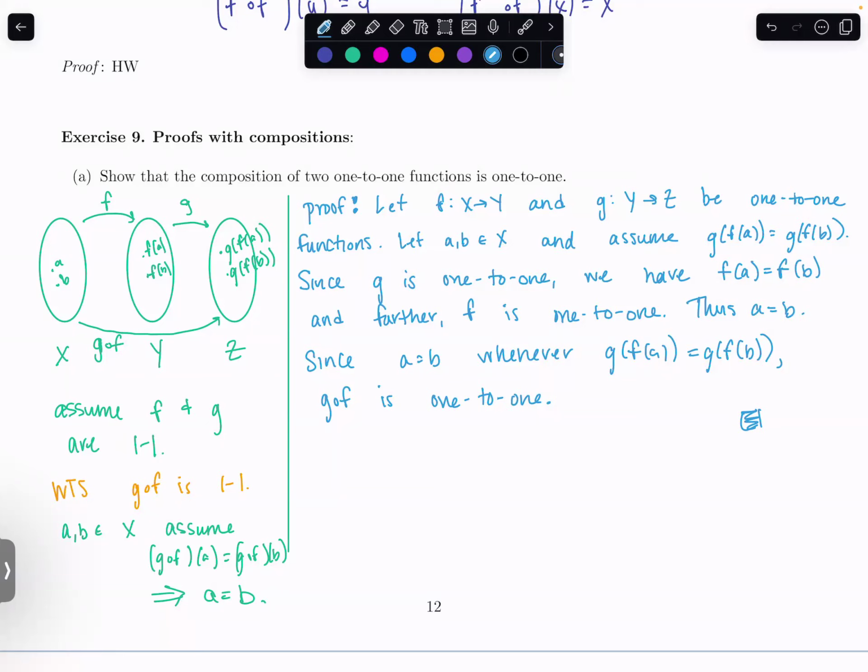Okay, so that looks a lot harder than it actually is, but if you're composing two 1 to 1 functions, the 1 to 1-ness is not broken under that composition, which is good. The 1 to 1-ness is preserved by the composition, so that's a good thing.